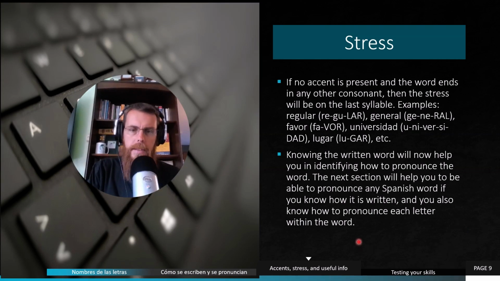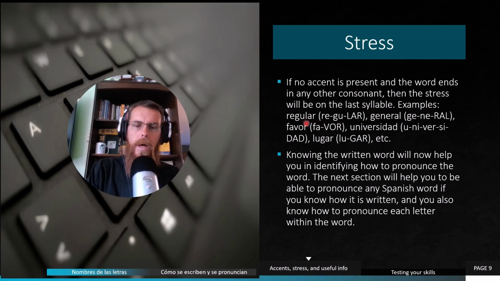So if no accent is present and the word ends in any other consonant besides N or S, and it doesn't end in a vowel, then the stress will be on the last syllable. This is going to help you be able to pronounce any word. You're just going to have to remember these rules. If it ends in a vowel, an N or an S, then the stress is on the next to last syllable. But if it ends in any other consonant, then the stress will be on the last syllable.